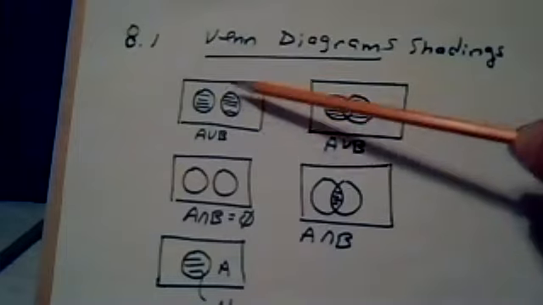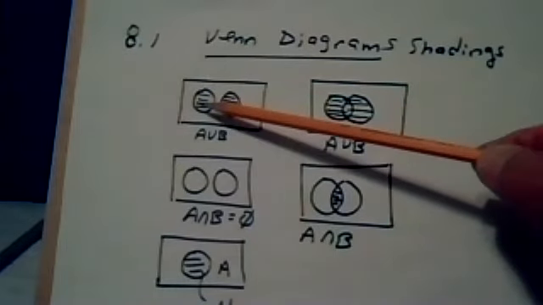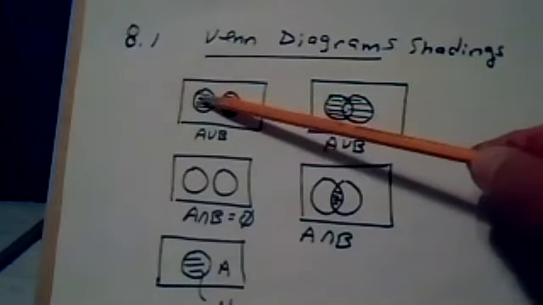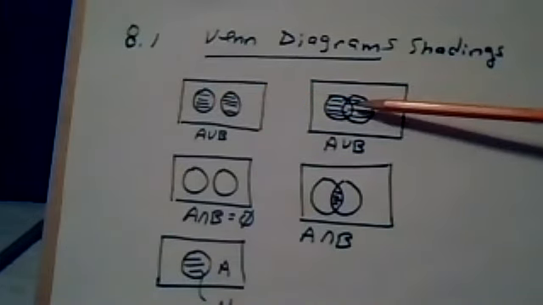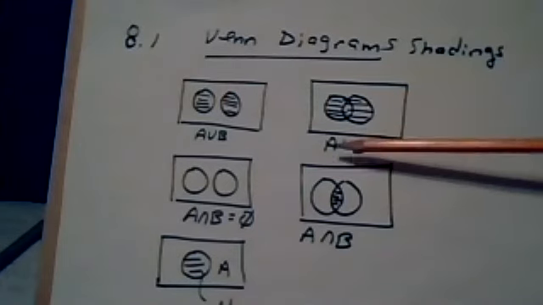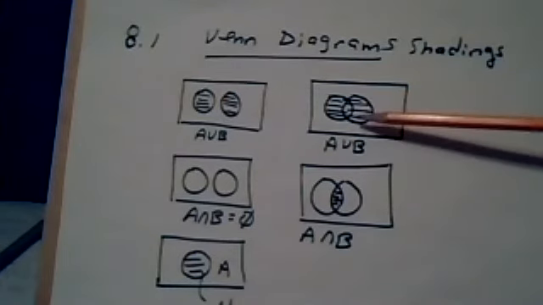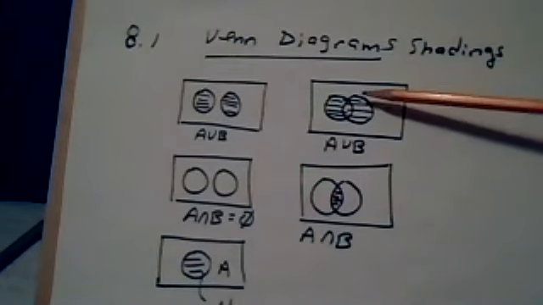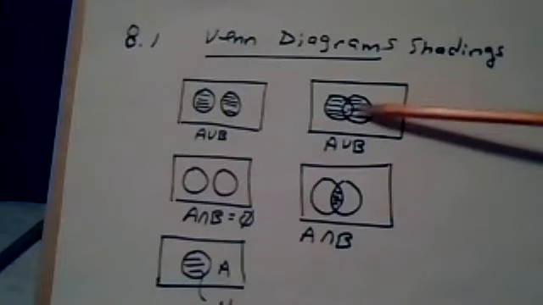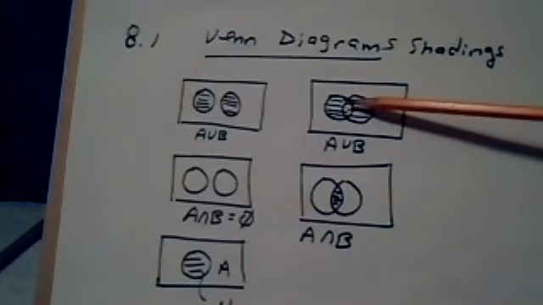Notice that these are disjoint. They're separated. They're not overlapping. We call them disjoint. These are overlapping. So what would be the union in this case? Well, everything that A has to offer and everything that B has to offer. So you shade all of this. That would be the union.